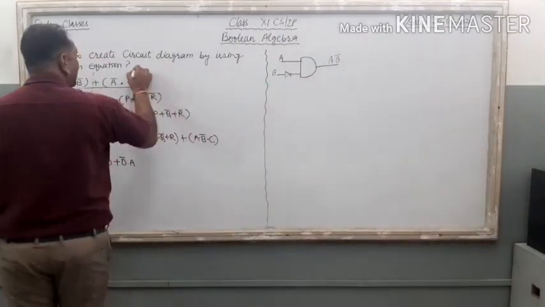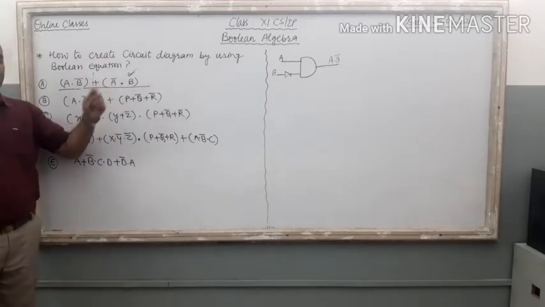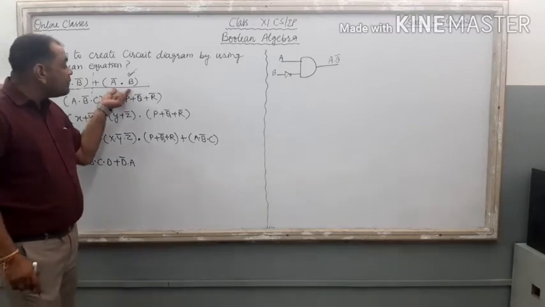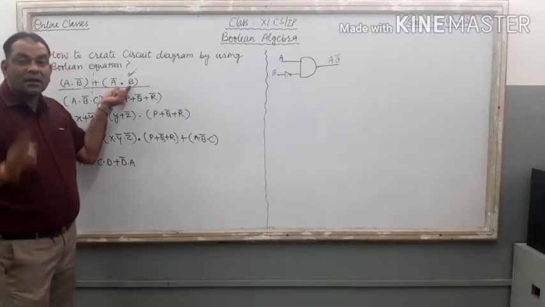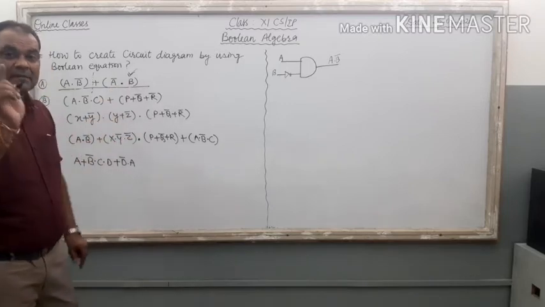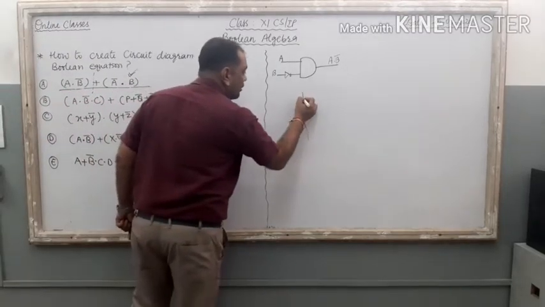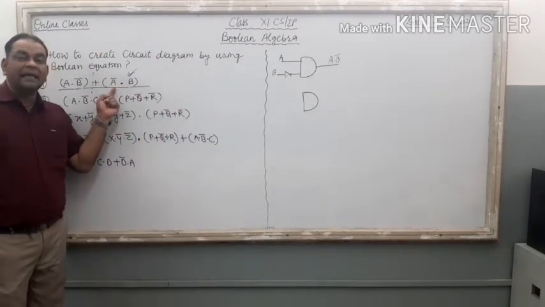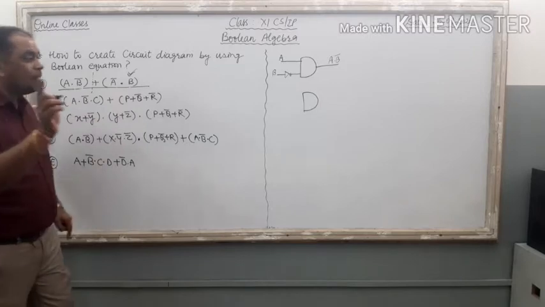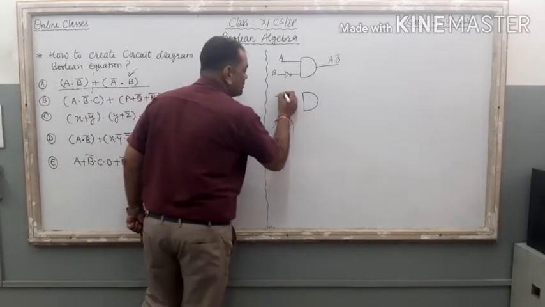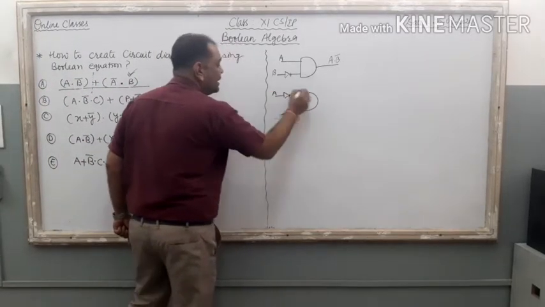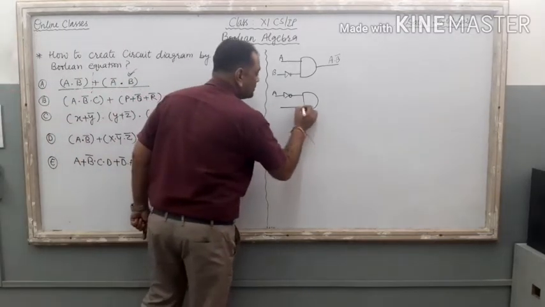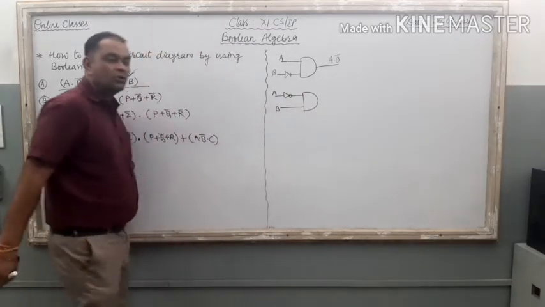The second part of this equation is A bar dot B. Try to find out the gate first. Which type of gate is there in this part of the equation? A bar dot B. Dot means AND gate. So I draw an AND gate again. What is the first input of this AND gate? The first input is A bar. A bar means transmitting the input signal A through the NOT gate. The second input signal is B, so just transmit the line B directly to the AND gate.